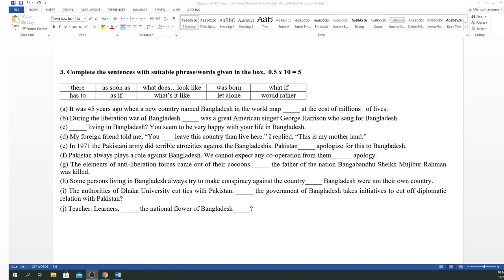What's the second answer, dear students? During the liberation war of Bangladesh, dash was a great American singer, George Harrison, who sang for Bangladesh. What should be the answer, dear students? I'd like to have your comment. The first one is was born. You are absolutely correct. What should be the second one?